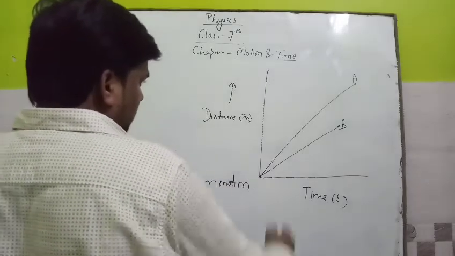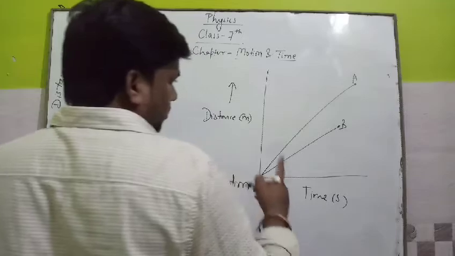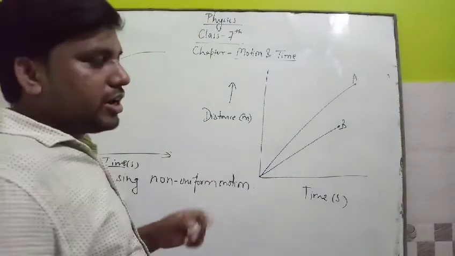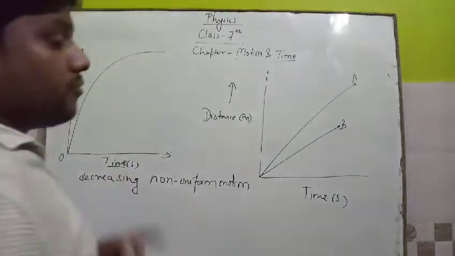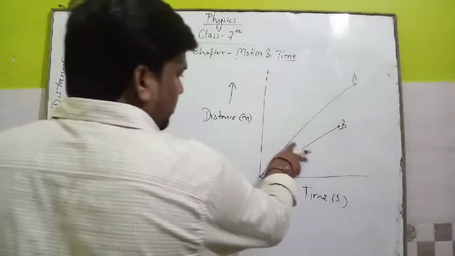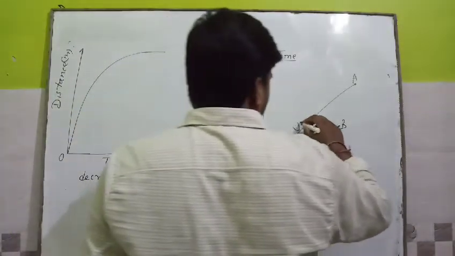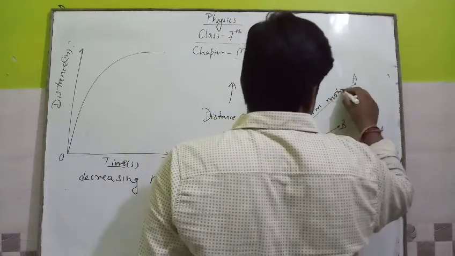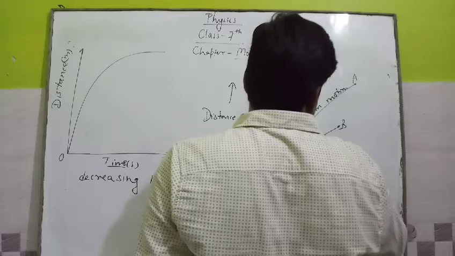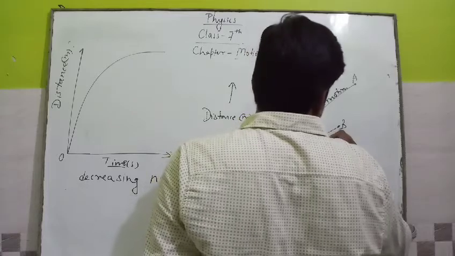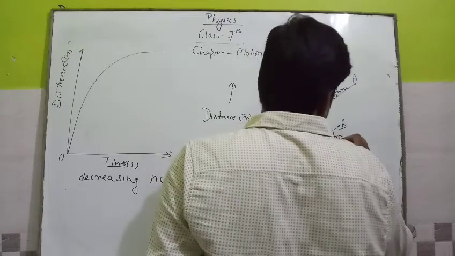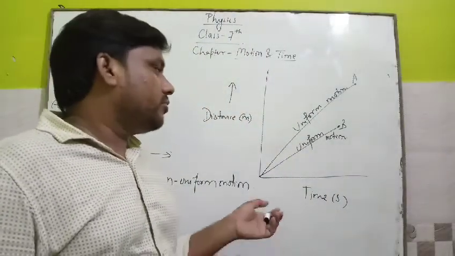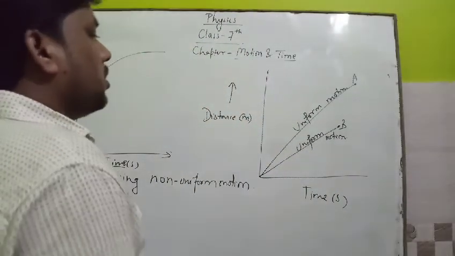This graph is for two objects A and B performing straight line motion, which is uniform motion. This graph represents uniform motion, and object B is also performing uniform motion. Clear? But in this type of graph, a question may be asked. What is the question asking?